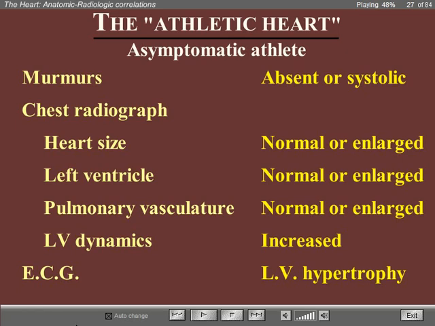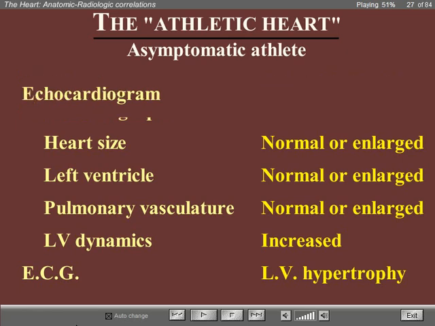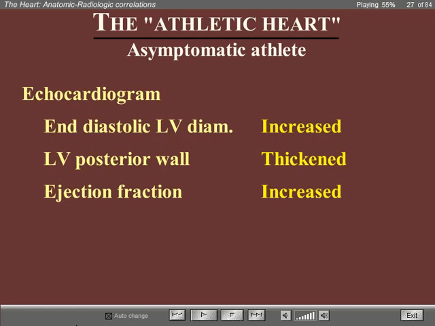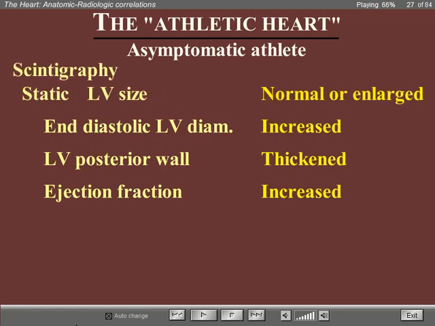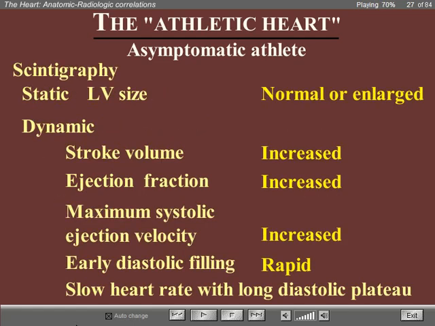The electrocardiogram may reveal left ventricular hypertrophy. The echocardiogram may reveal an increased end-diastolic left ventricular diameter, a thickened posterior wall of the left ventricle, and an increased ejection fraction. Scintigraphically, we may see on static images enlargement of the left ventricle, or the left ventricle may appear normal. Dynamic scintigraphy may reveal increased stroke volume, increased ejection fraction, increased maximum systolic ejection velocity, rapid early diastolic filling, and a slow heart rate with long diastolic plateaus.